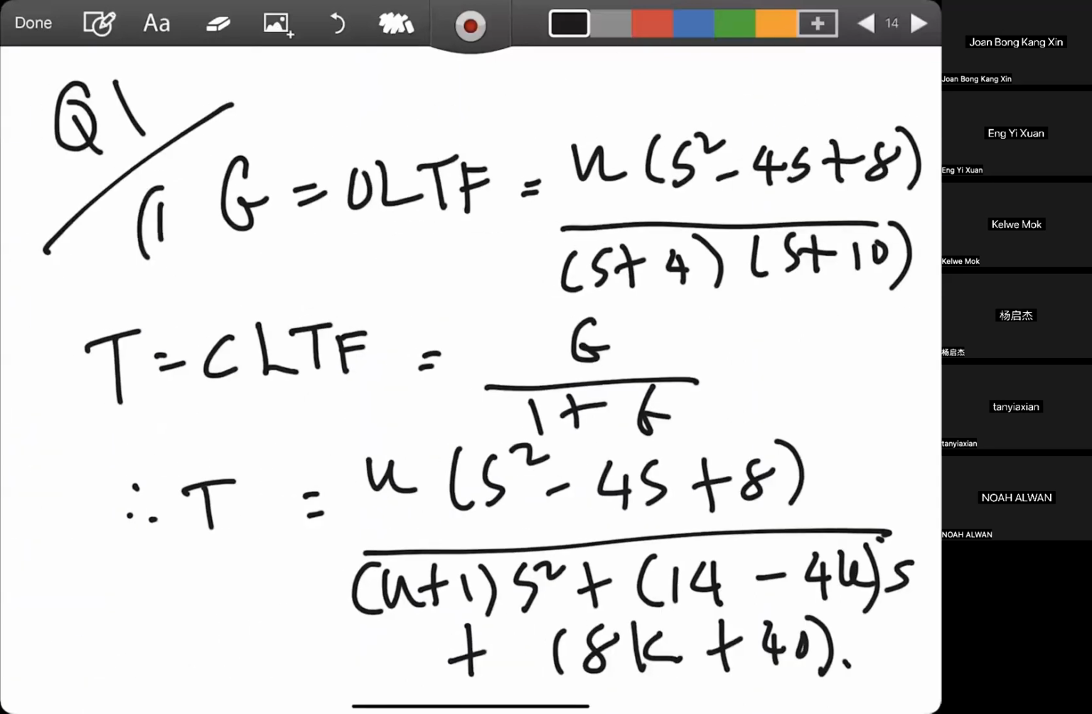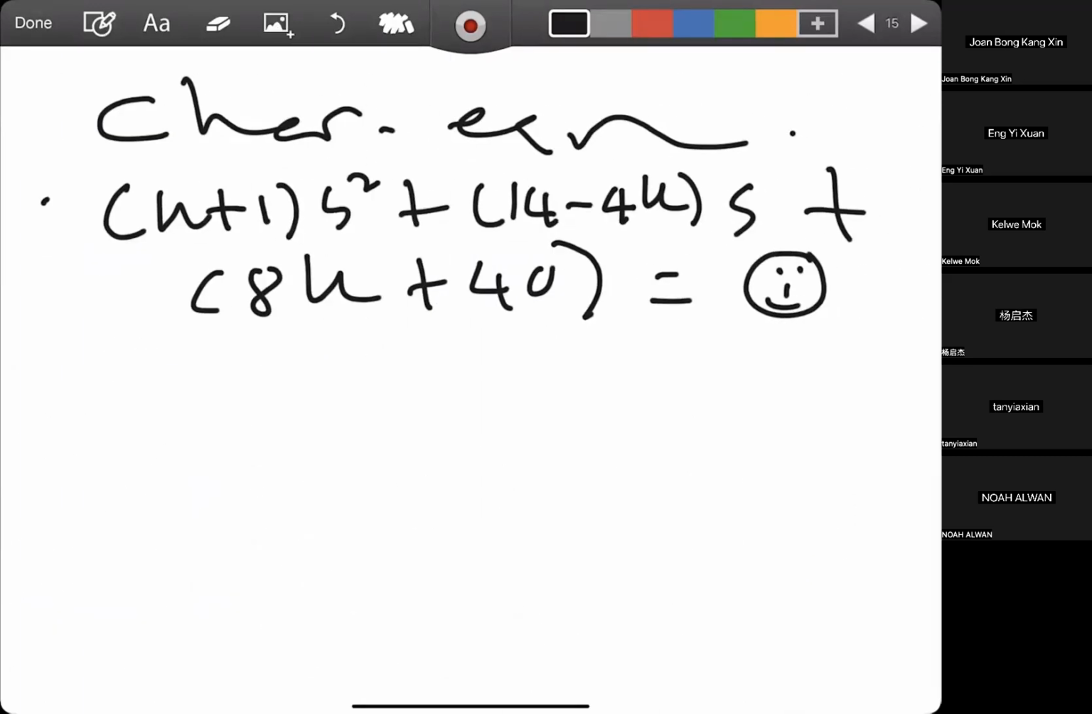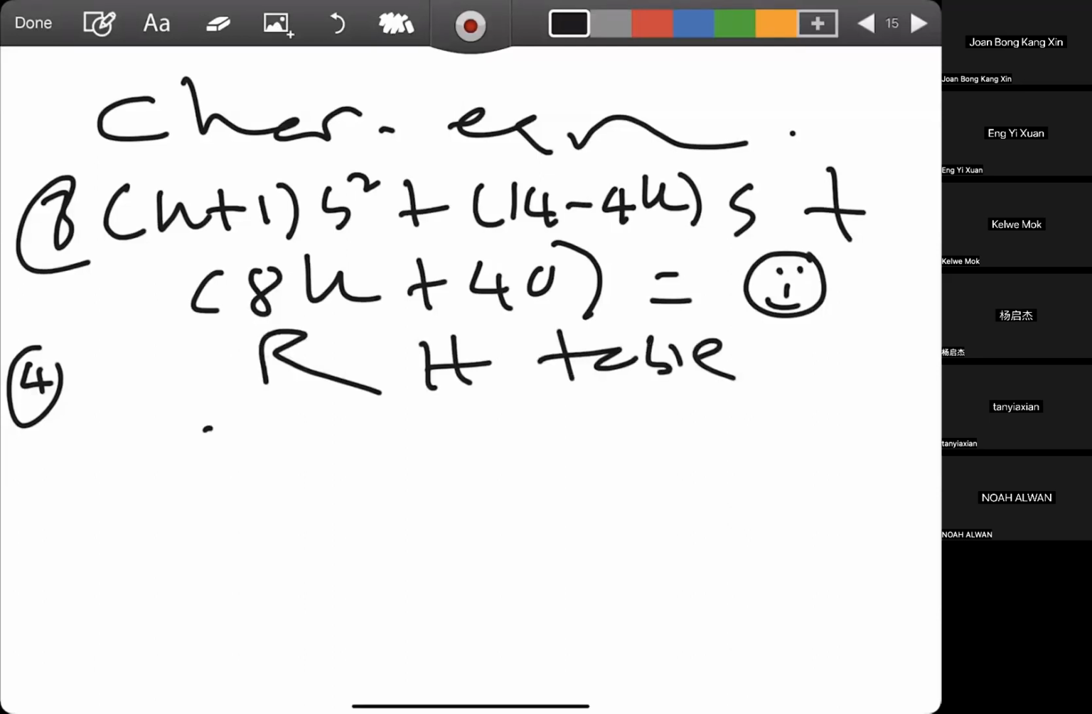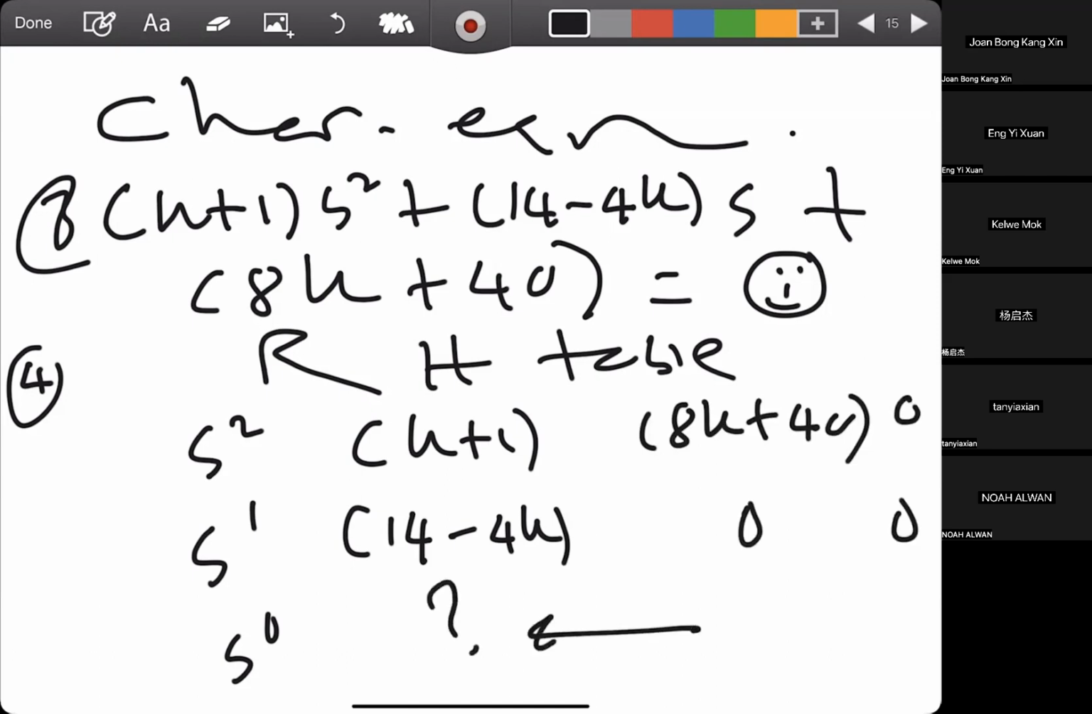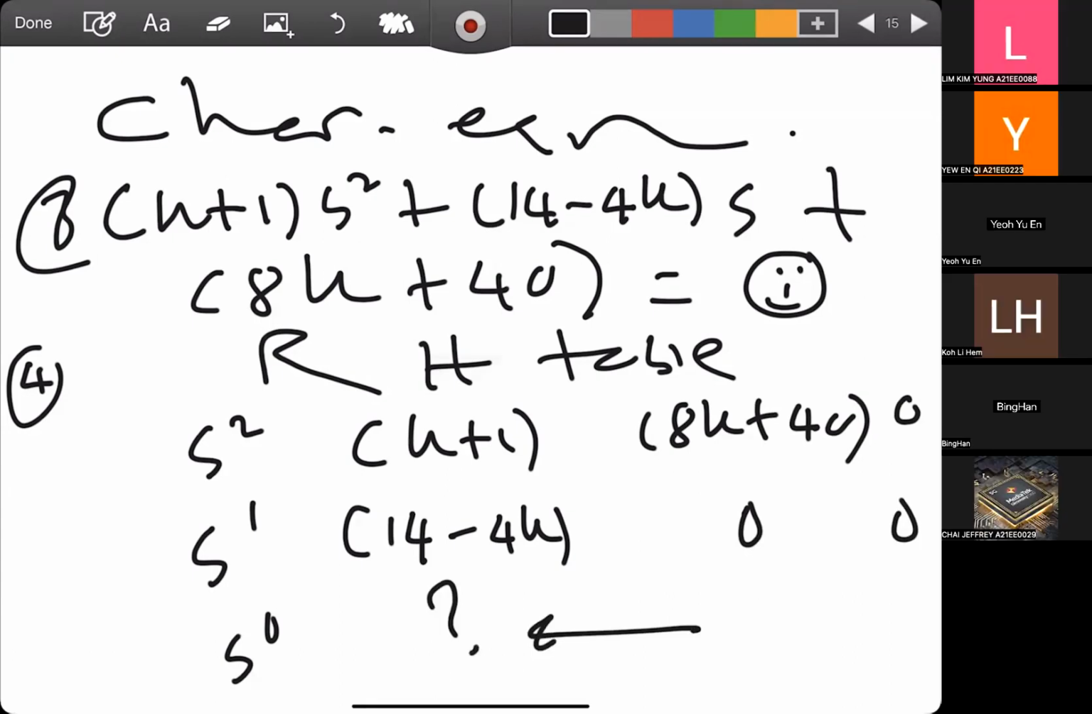The graph. This is one, second step, third step, step number 4, draw a table. Routh-Hurwitz table. Okay. So K plus 1, 14 minus 4K, 8K plus 40, 0, 0, 0. And what is here? What is the question mark, guys?